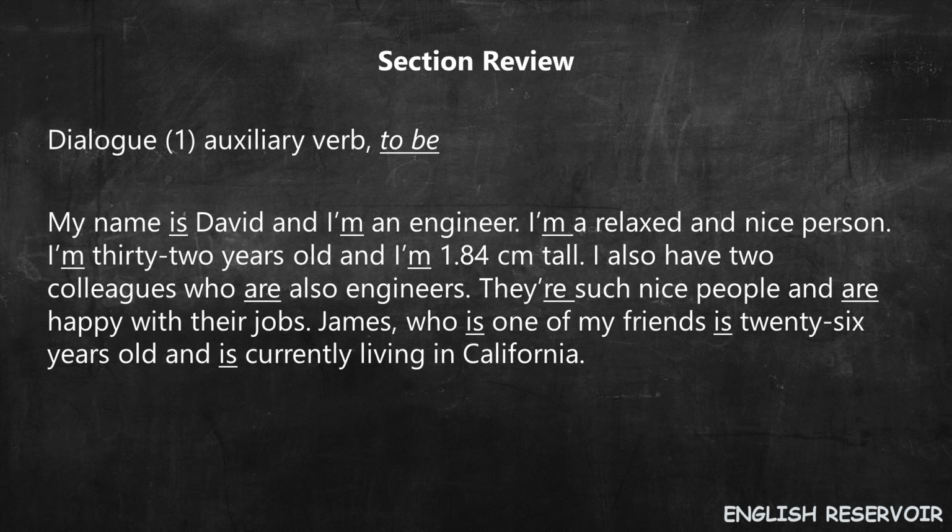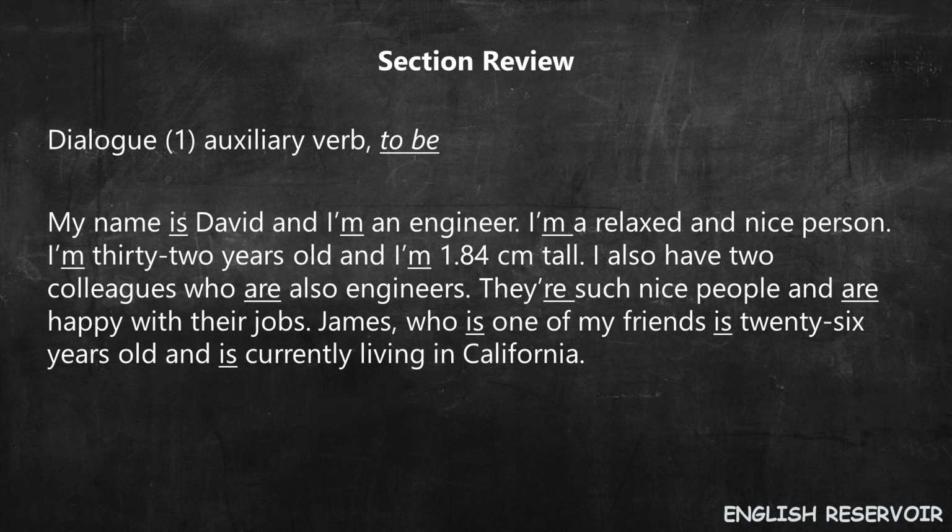Section review. Dialogue 1. Auxiliary verb to be. My name is David, and I'm an engineer. I'm a relaxed and nice person. I'm 32 years old, and I'm 1 meter 84. I also have 2 colleagues who are also engineers. They're such nice people and are happy with their jobs.